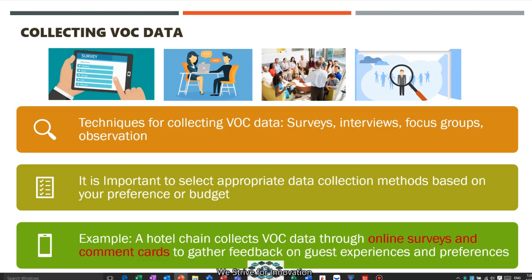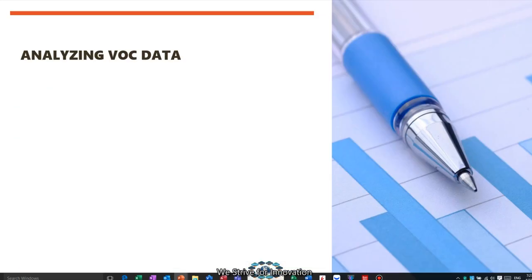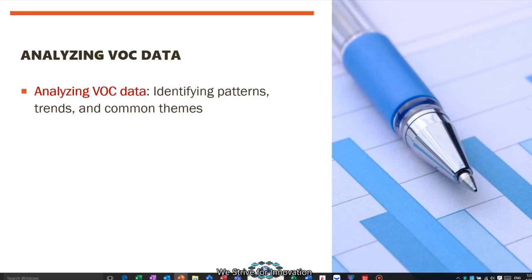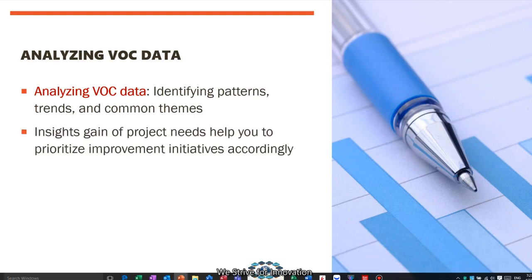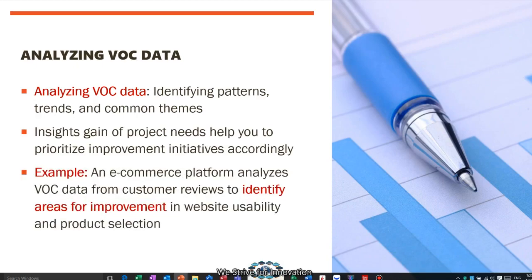Then you have to analyze that data, the voice of the customer. How do you analyze it? This way you can identify patterns, trends, common themes. From that you gain an insight into your project need, which will help you to prioritize improvement initiatives accordingly. Example, an e-commerce company wants to improve their platform. What they're going to do is, from the customer reviews, they will identify areas of improvement in website usability and product section.